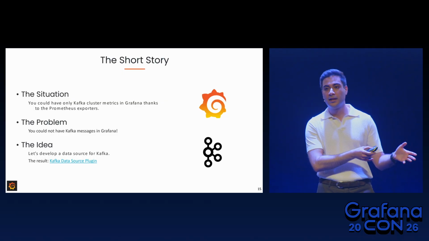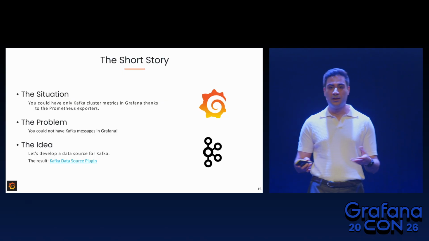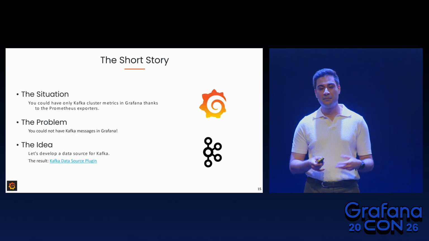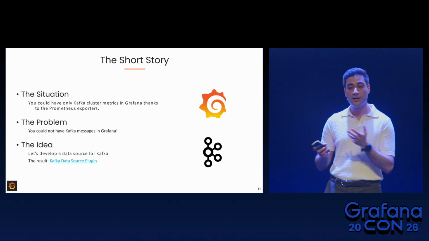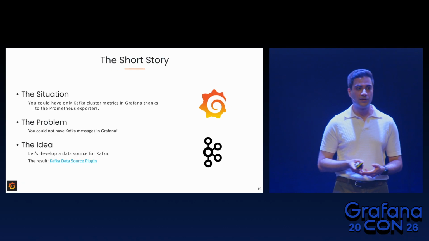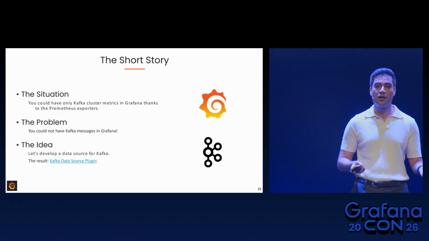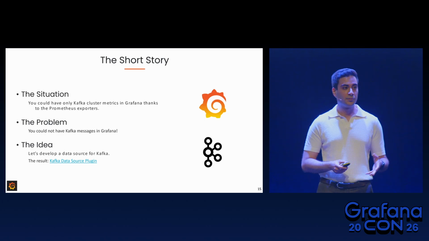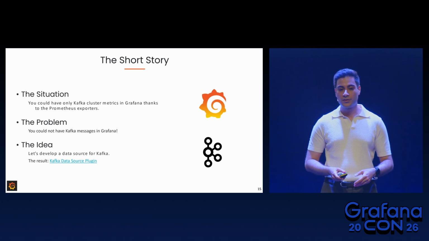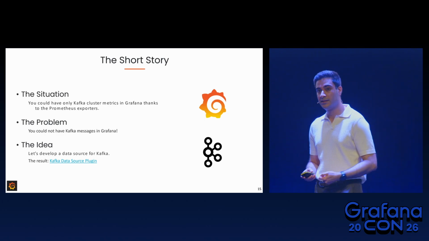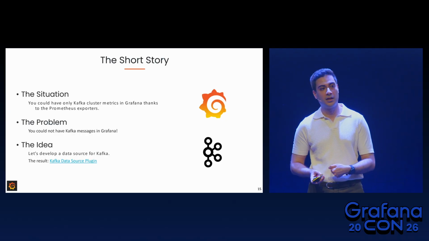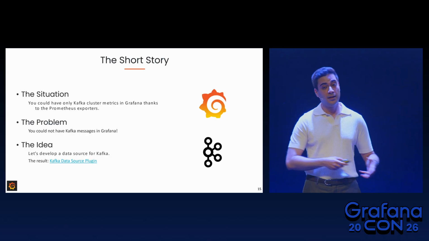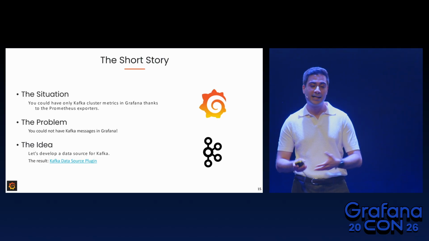So the situation was that you could see we have Grafana, we have our Apache Kafka cluster, but around that time, 4 years ago, you could only see the metadata or metrics of the Kafka cluster on Grafana, like the number of the nodes, the size of the cluster, the number of the topics, number of the messages, number of the consumers, those metrics on Grafana using Prometheus and using the exporters. But the problem was that you couldn't see the data itself in Kafka in Grafana. So what if I'm interested in visualizing those data in cool dashboards in Grafana? And that was the thing.